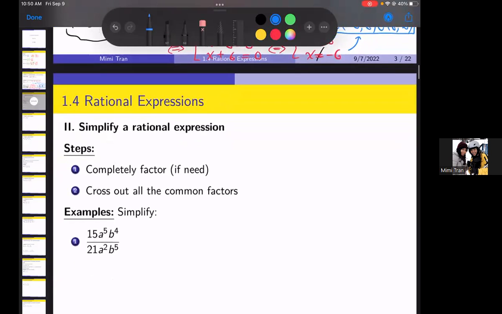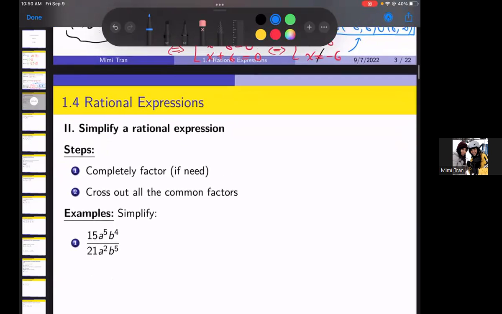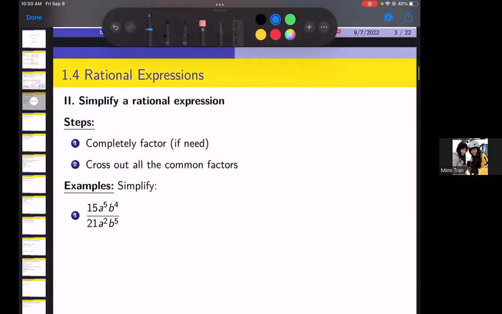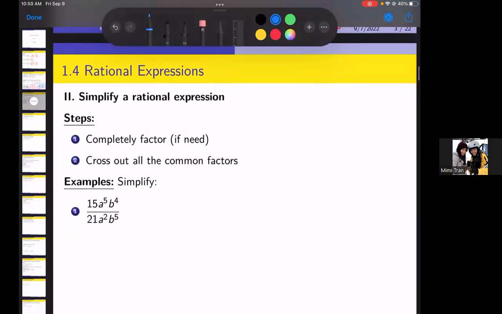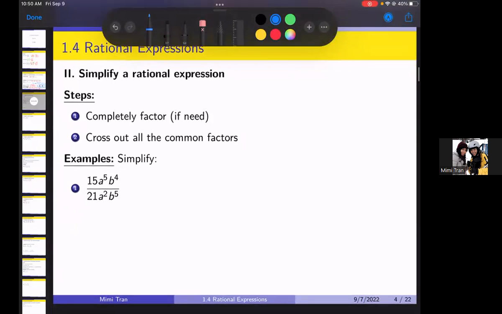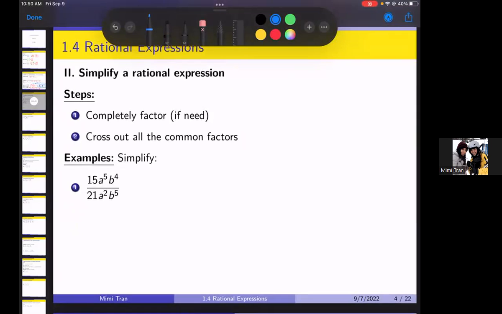Objective 2 is to simplify a rational expression. So now you know what it is, and now we're going to combine them and try to simplify them. The step here is first to completely factor if needed, and then cross out all the common factors. Why don't you guys try number 1 on your own?